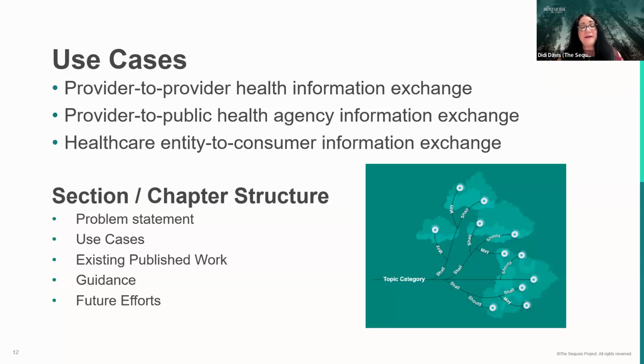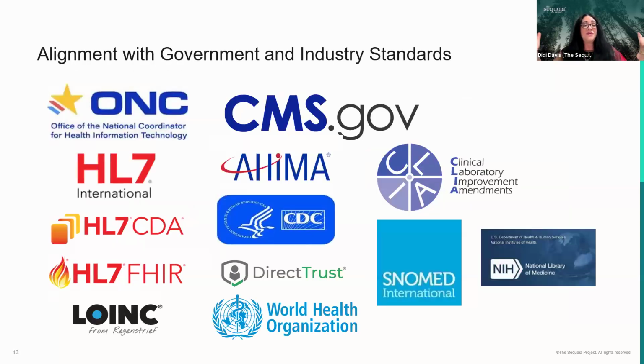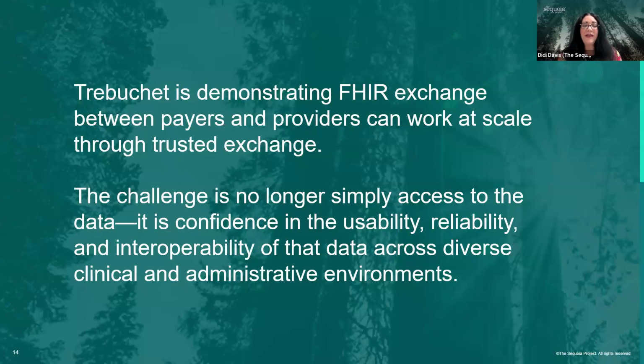If you go to the next slide, what we tried to do is align all this with government and industry standards. So these are all the works that we're trying to tie together. Direct trust we point to. Of course, we elevate work that AHIMA is doing as well. We've been working with CLIA for the laboratory chapter that we have. So trying to make sure that we pull the regulatory requirements in with the interoperability requirements. Next slide. So again, we want to make sure the challenge is solved.